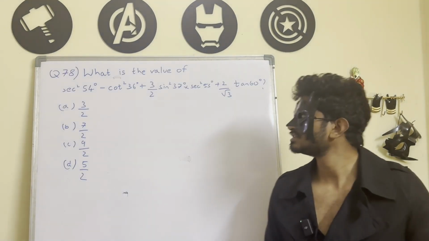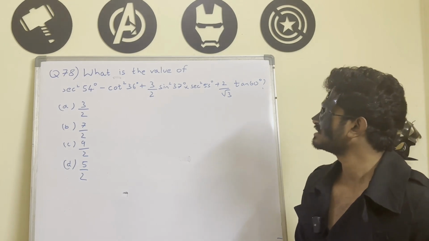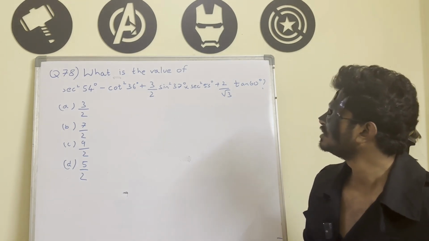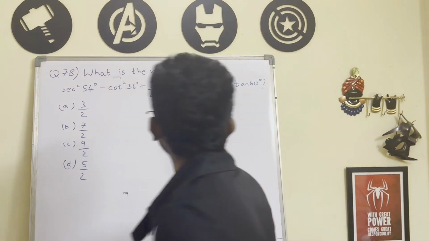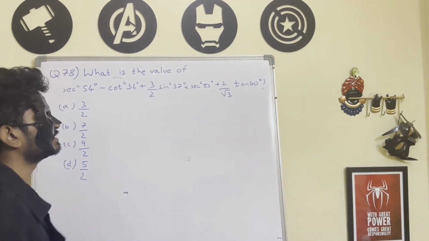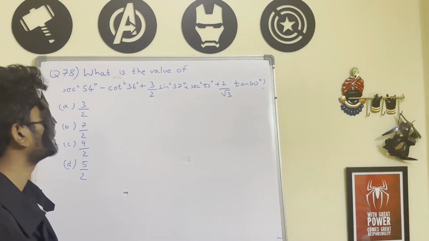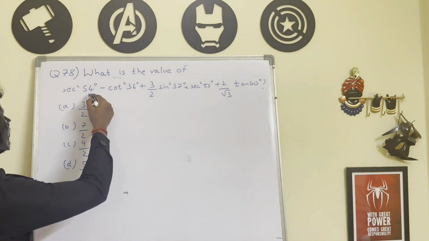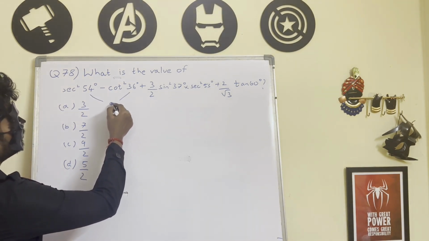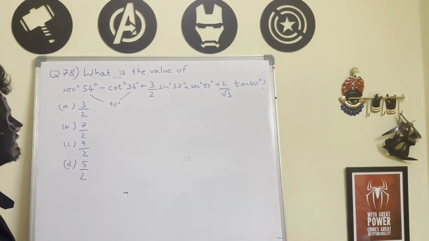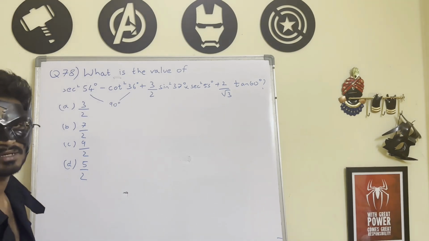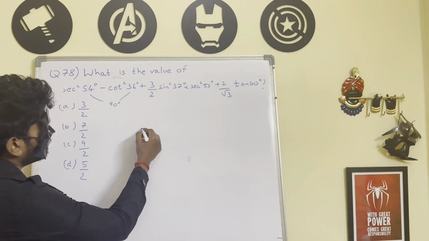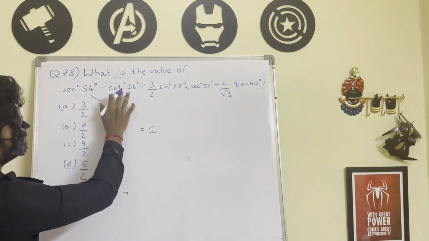So superhumans, next question is what is the value of secant square 54 degrees minus cot square 36 degrees plus 3 by 2 into sin square 37 degrees into secant square 53 degrees plus 2 by 3 into tan 60 degrees. So here I already taught you. Now here these two, 54 and 36, will add up to be 90 degrees, right? So I already taught you if A plus B is equal to 90 degrees, then secant square A minus cot square B is equal to 1. So this part will be 1.